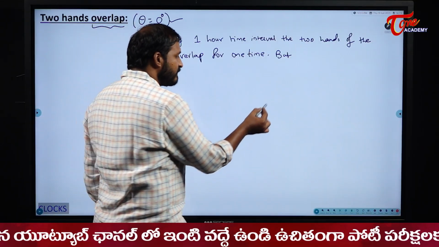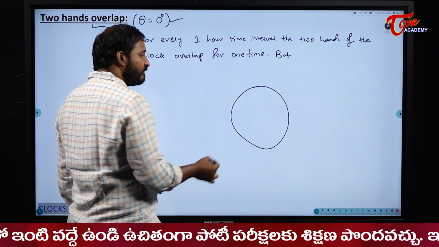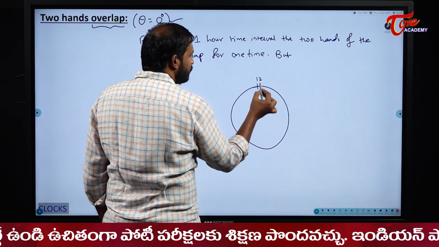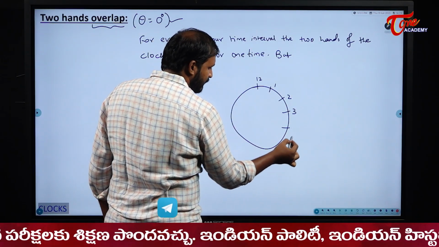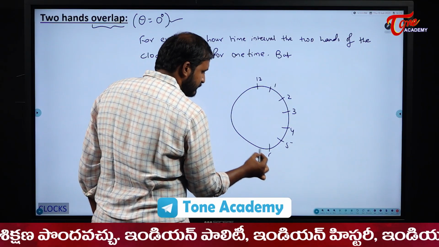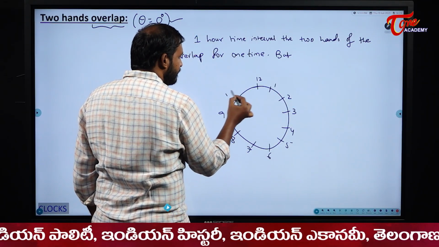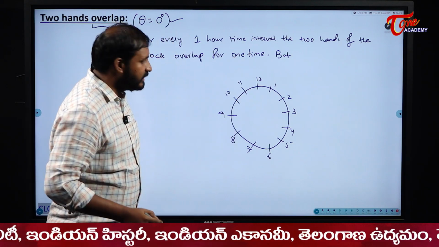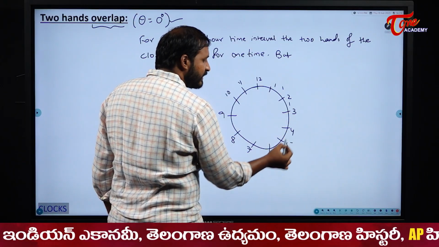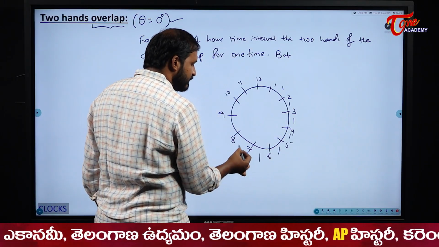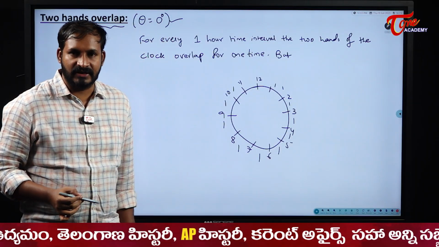Please observe here, students, everyone have a look at this one. Just now I told you that they will overlap once in every 1 hour time interval. But where they will not get overlapped: between 1 and 2 they will overlap once, 2 and 3 once, 3 and 4, 4 and 5, 5 and 6, 6 and 7, 7 and 8, 8 and 9, and in all these time intervals they will overlap once.